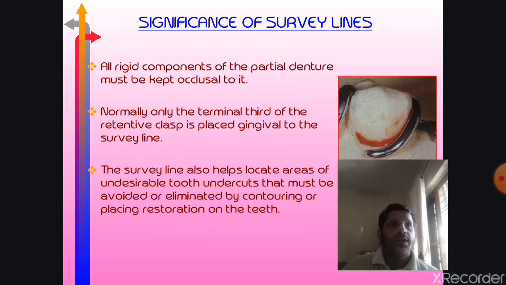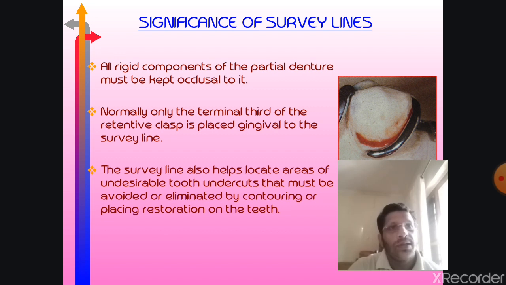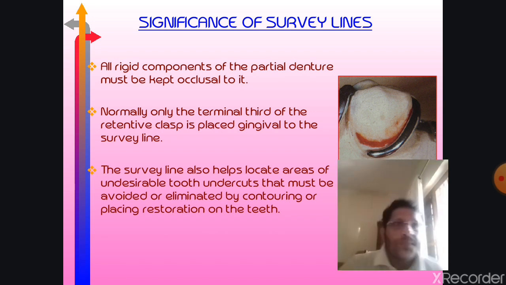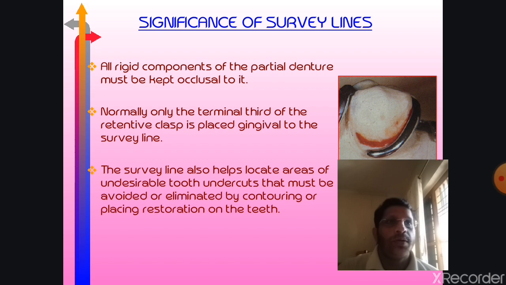Then we will talk on the significance of survey lines. There are three important aspects which you need to consider when you talk about survey significance. They are: all rigid components of the partial denture must be kept occlusal to it. That is the first point which you need to consider of survey lines. You have rigid as well as flexible components with a removable partial denture, cast partial denture. All rigid components of the partial denture must be kept occlusal to it.